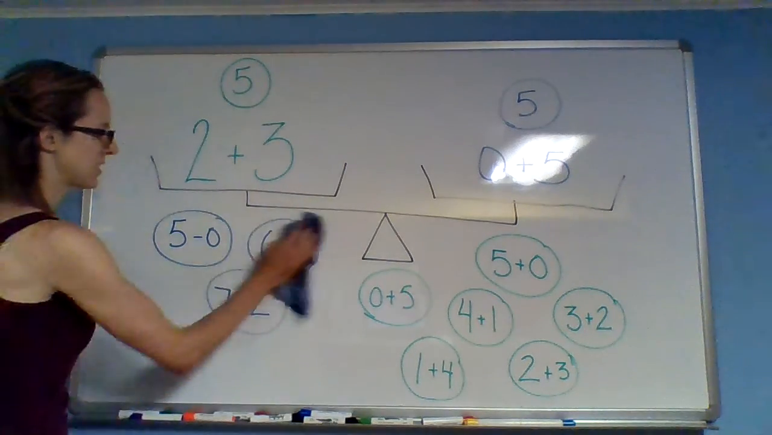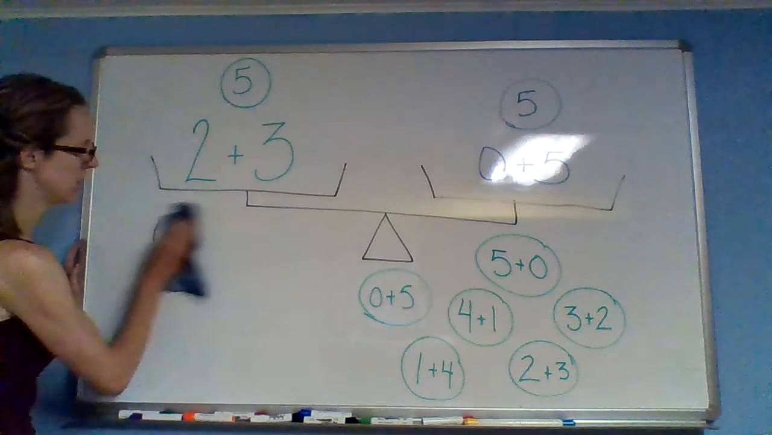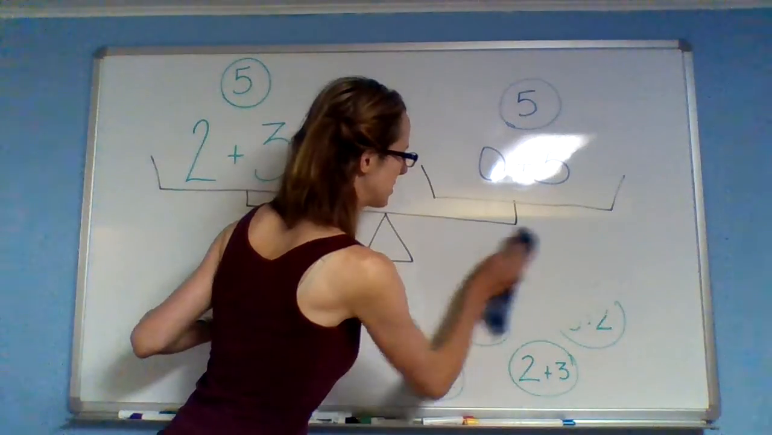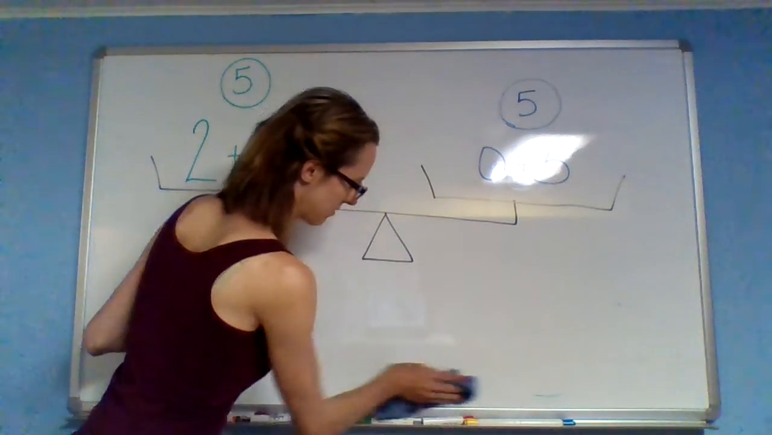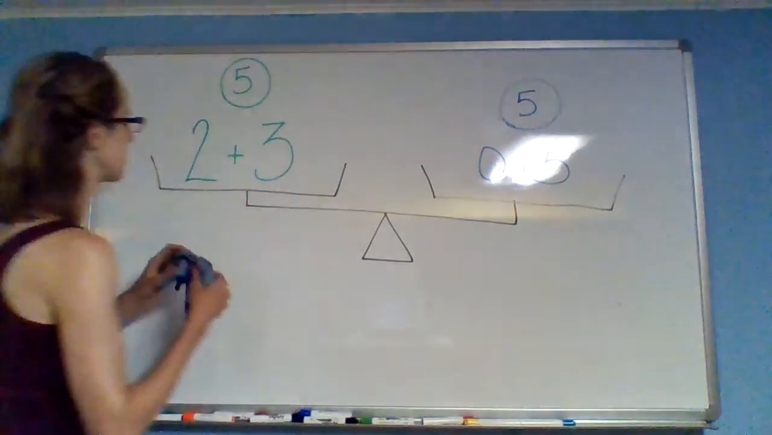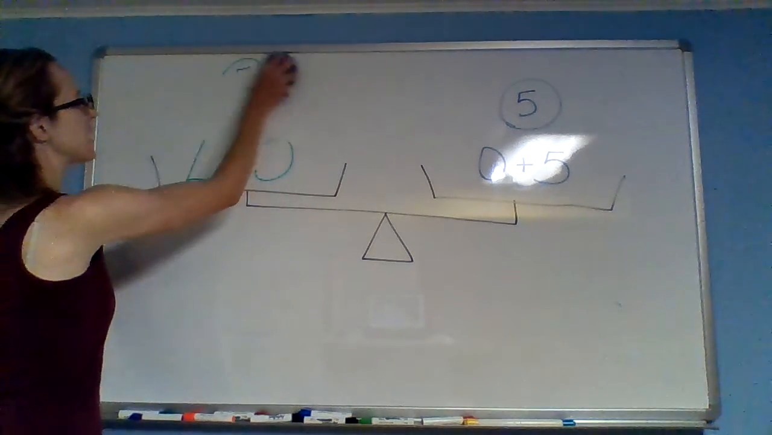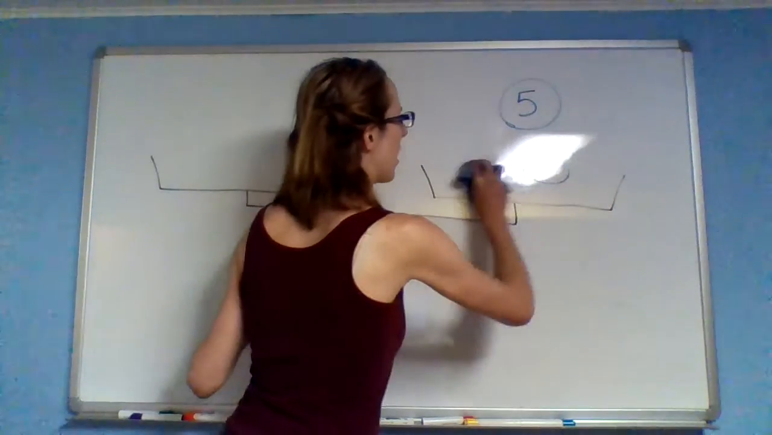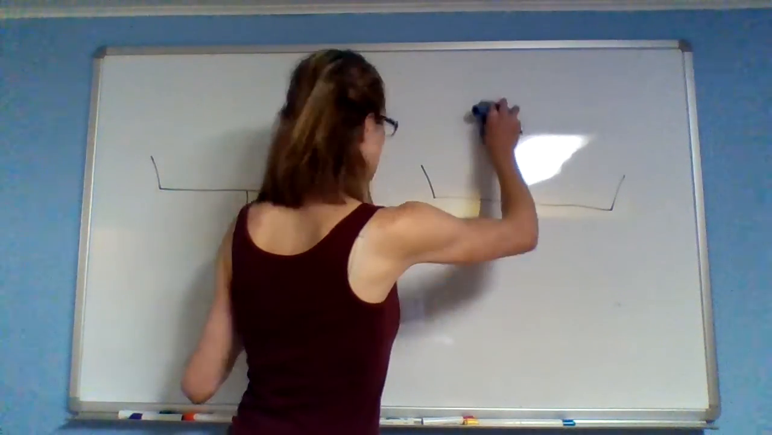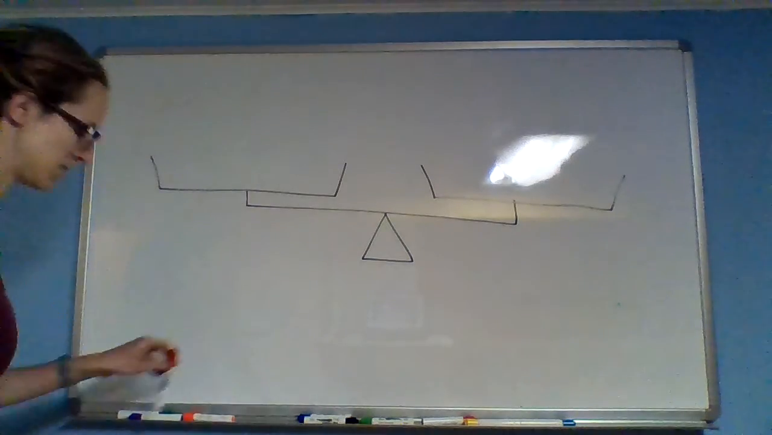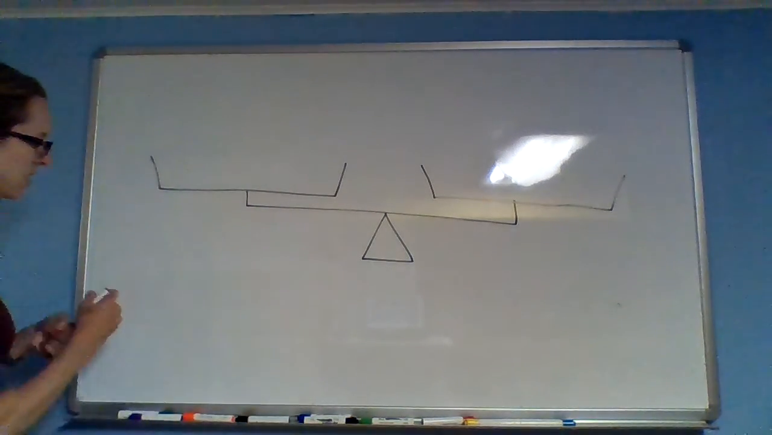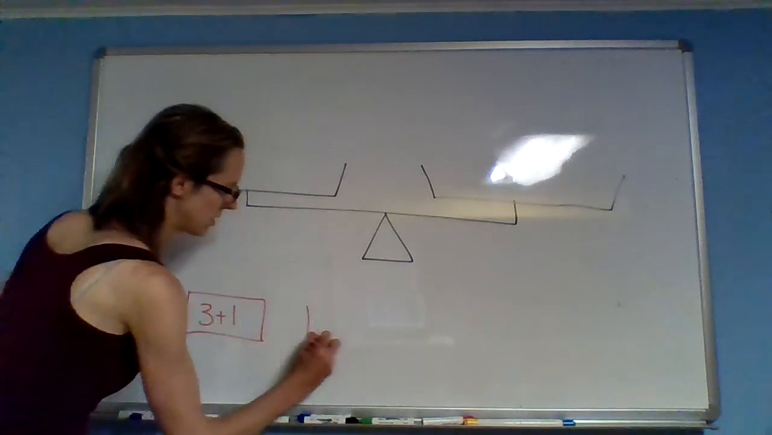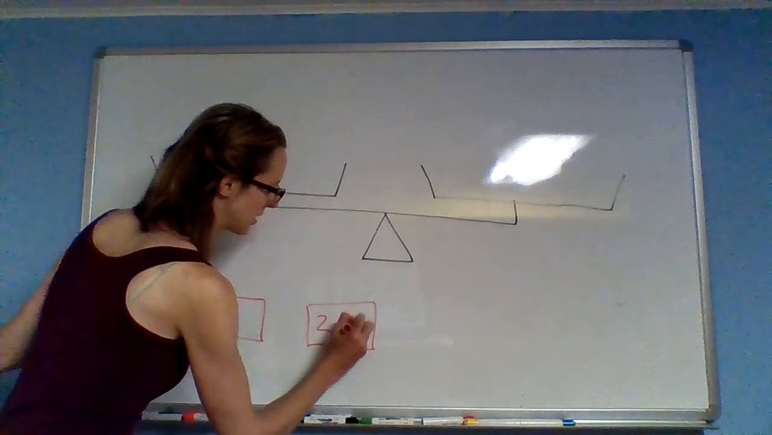Now in your digital activity, it's a little bit trickier than that. What's going to happen in your digital activity is that it's going to show you a scale like this, and then it's going to have some options down below or some pieces that you might want to move up there. So it might have something like this.